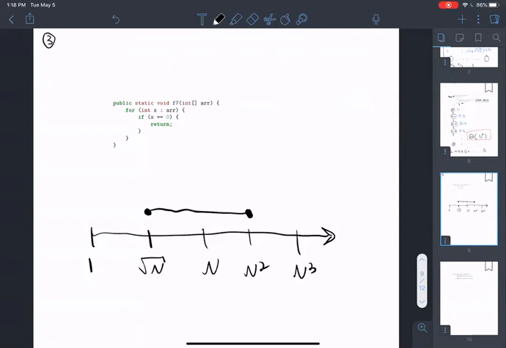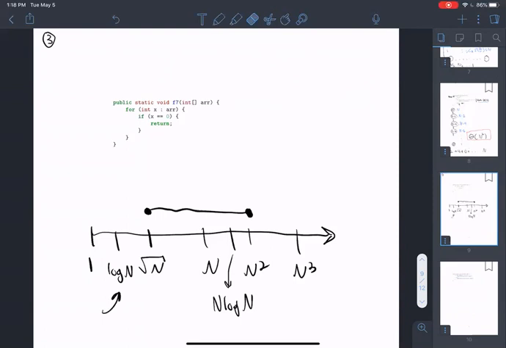Okay, someone asked where is log n and n log n. So log n, I believe, is right here, and n log n would be right here. So n log n is definitely right there, but I'm not 100% sure about that. I don't think you really need to know which one is faster. I am pretty sure log n is faster than square root n, but I could be wrong.